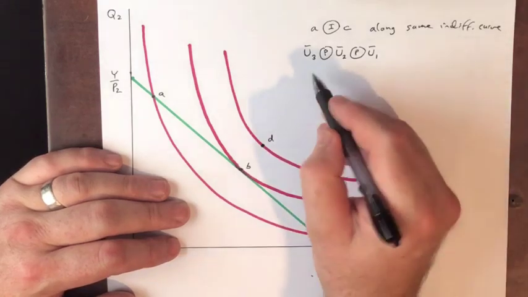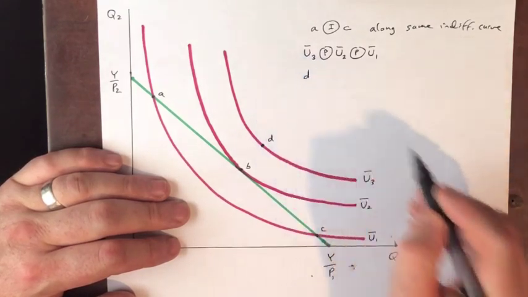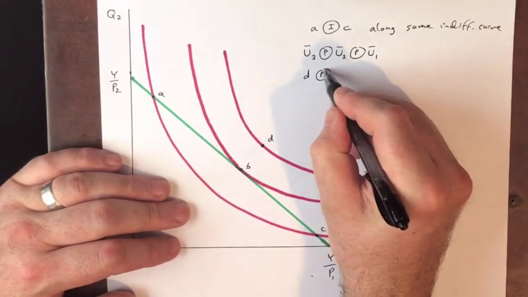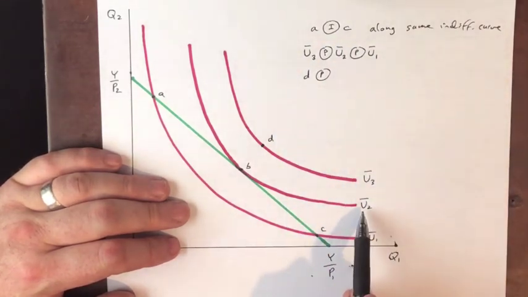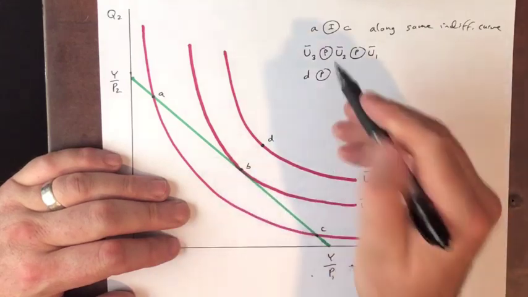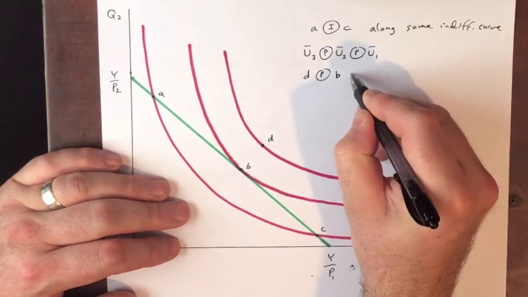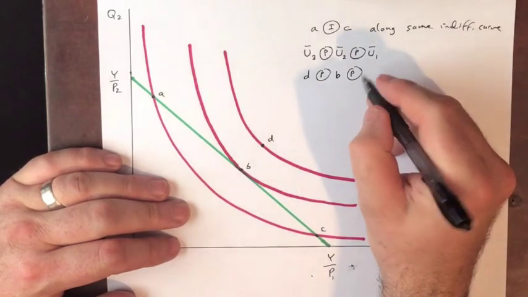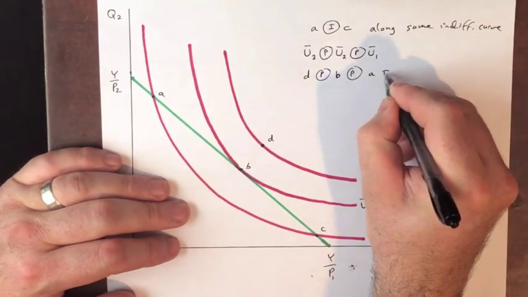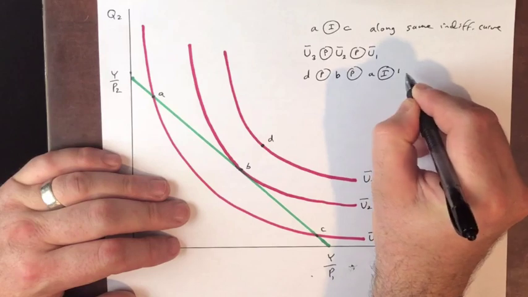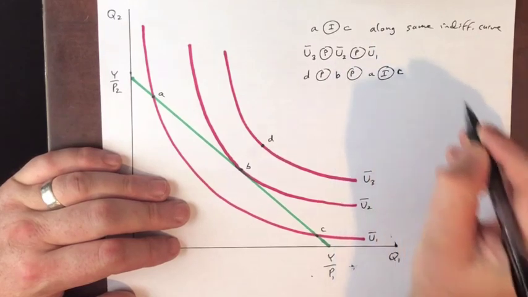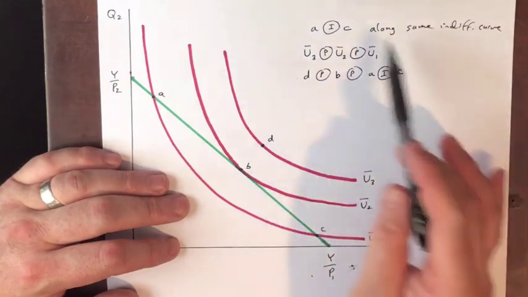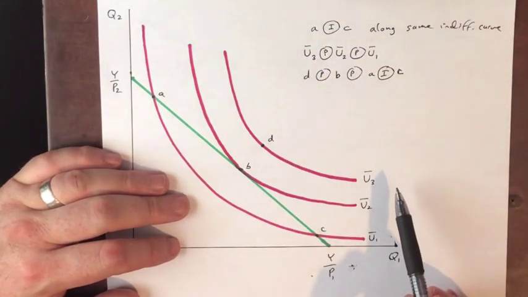So again, point D is the one that's along the indifference curve 3, right? So that would be preferred to any point along U2, that would be B, right? And that is going to be preferred to A, which is indifferent to C, right? So this is what we know, right? I just translated it into symbolic language, right?